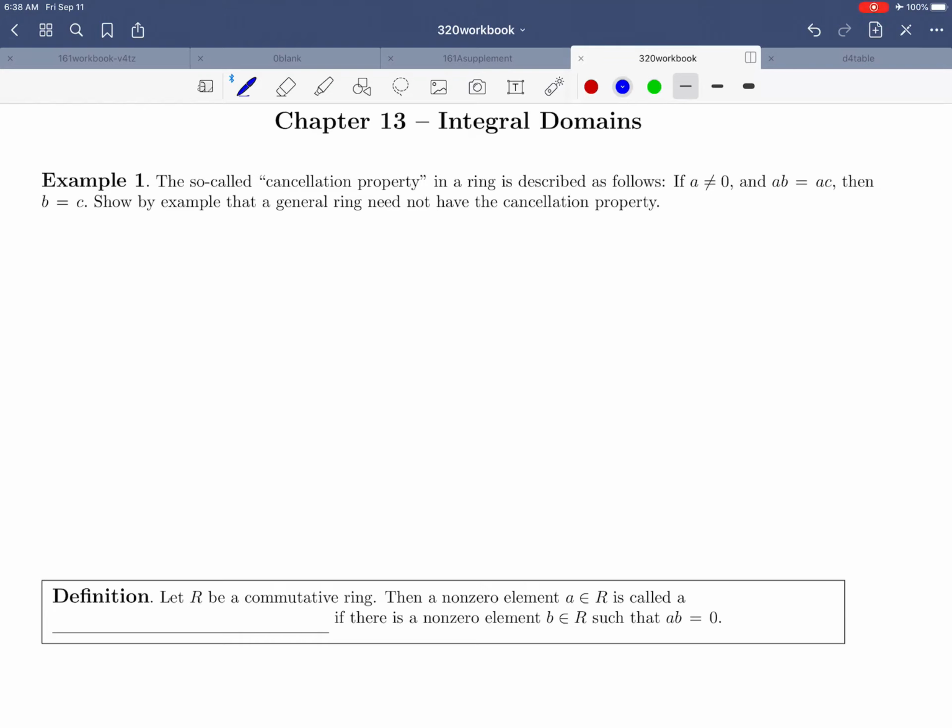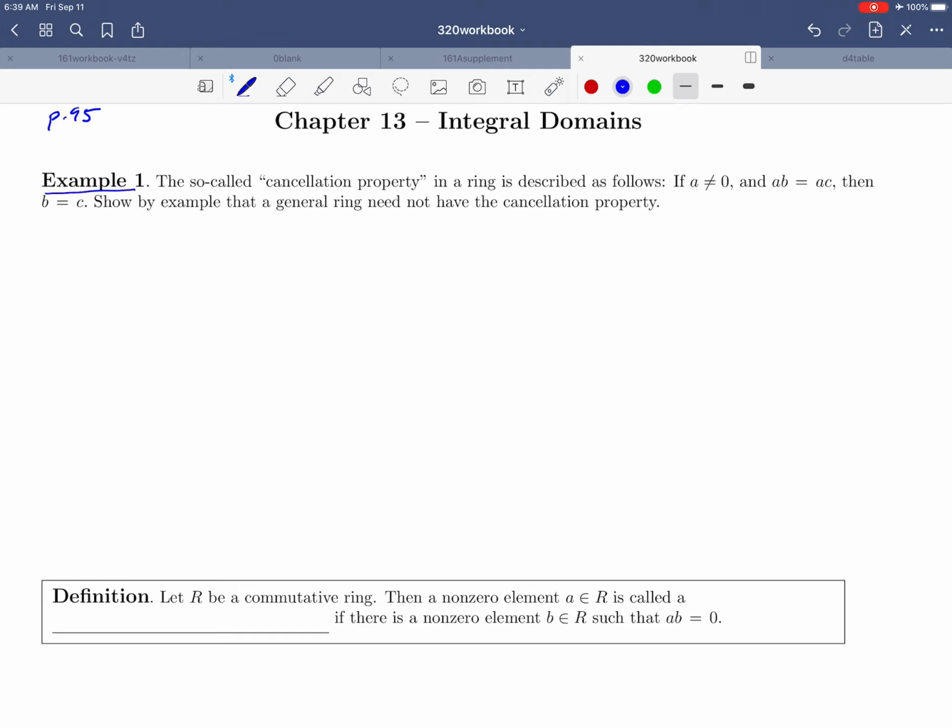Hello everybody, and welcome to the beginning of chapter 13. We are looking at page 95 of the workbook here, and the topic of this chapter is going to be integral domains. An integral domain is a special type of ring that has some particularly nice properties that we'd like rings to have. To motivate this definition, I'd like to start with an example.